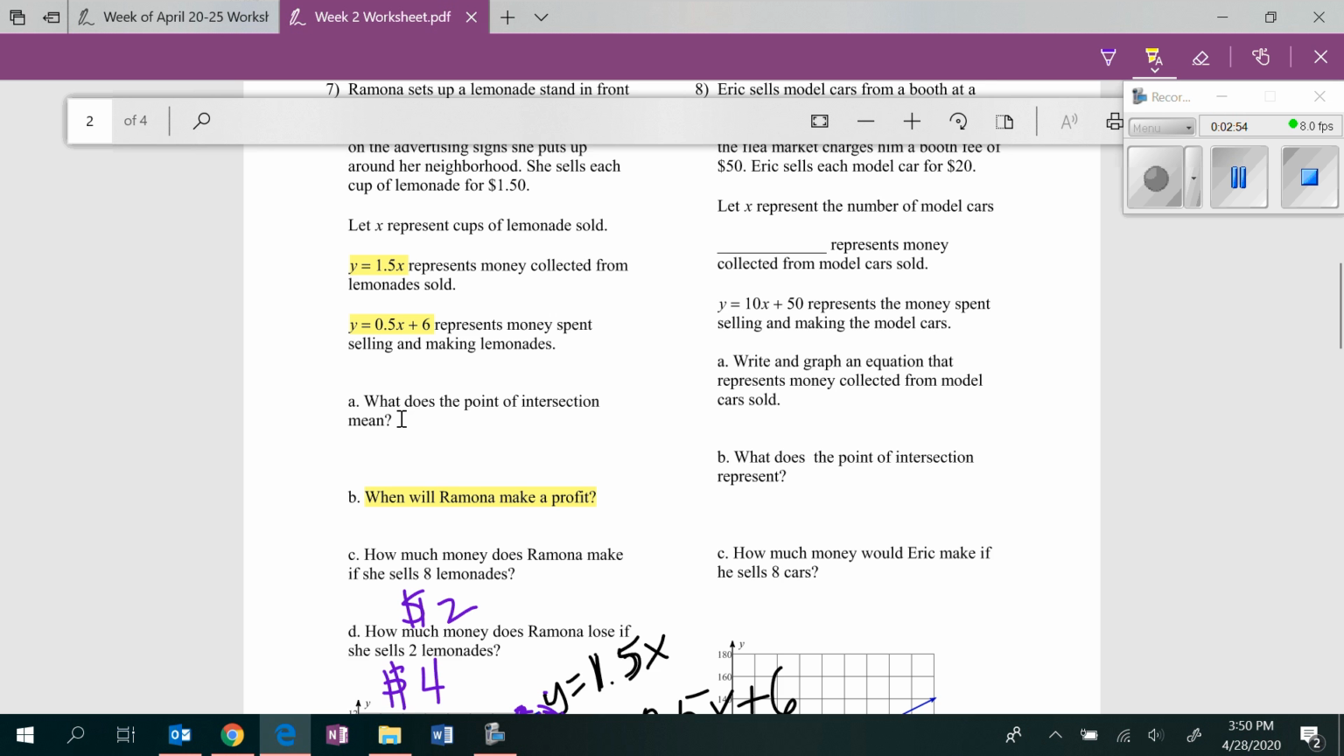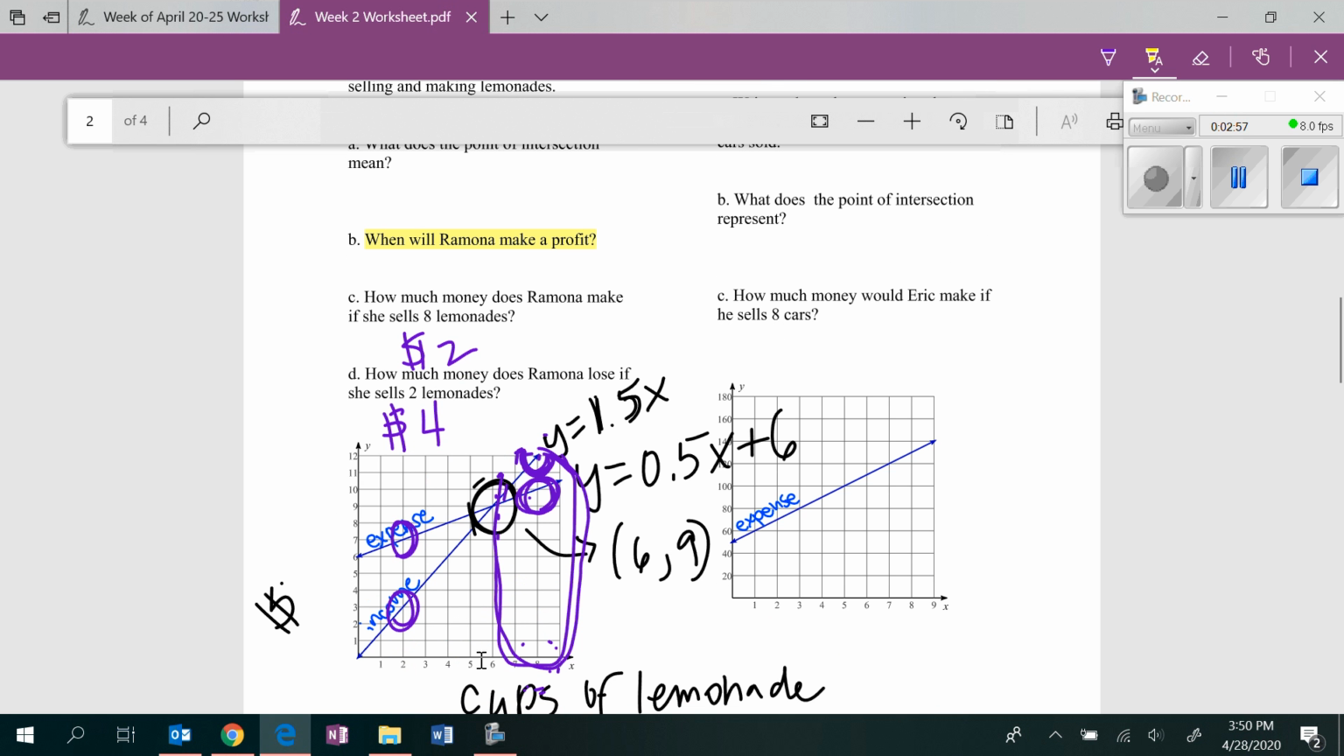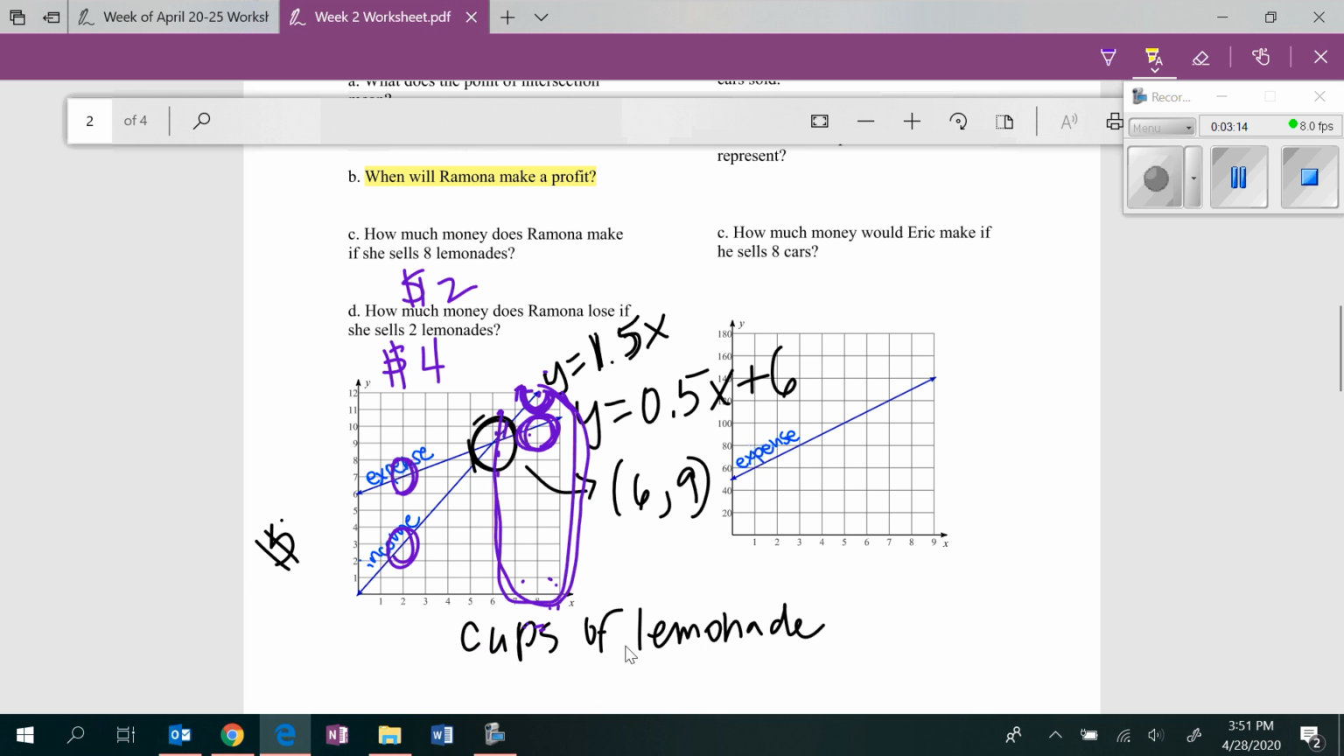We talked about the point of intersection over here on my graph. I know there's a lot of things written there. But on the graph where the two lines intersect, my income versus my expenses is right here at (6, 9). We also labeled my axes: x means your cups of lemonade and y is the amount of money that you get. So at 6 cups of lemonade, we're going to make $9, but it also costs $9 to make 6 cups of lemonade. So that's where you break even.